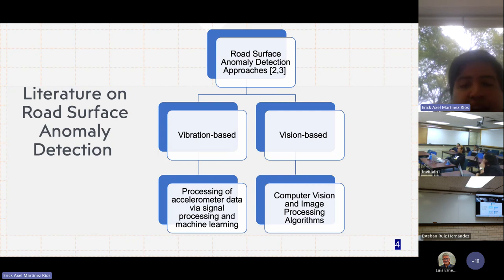In this regard, the authors use acceleration data of the vehicle in order to associate this acceleration data with a specific road surface anomaly. This is typically done by employing signal processing techniques and machine learning in order to find features that can help us to classify the vibration data into the different road surface anomalies. So in this case, this study is focused on how we can use the vibration data to detect these road surface anomalies.